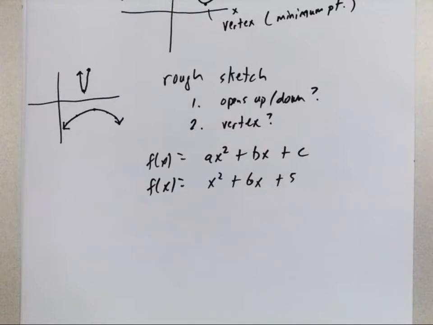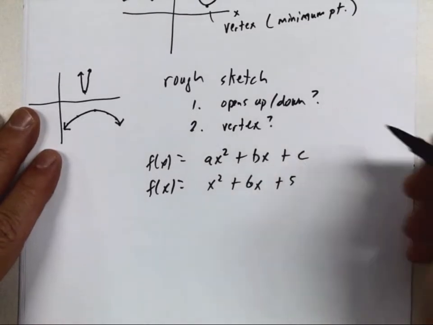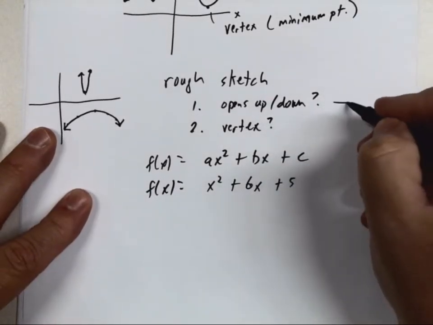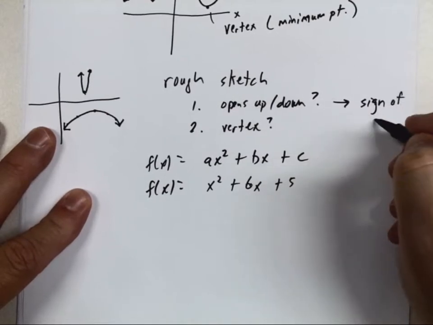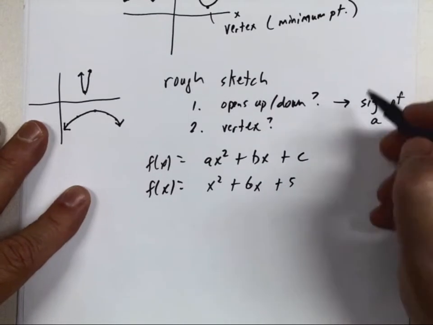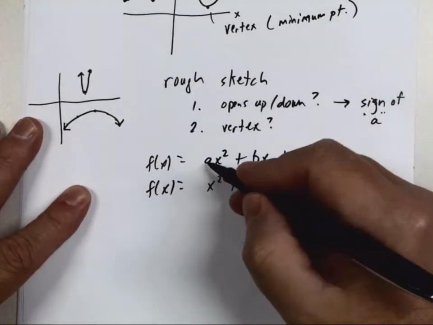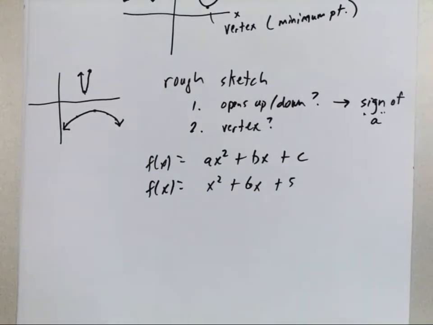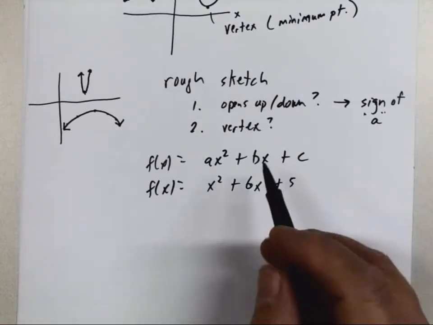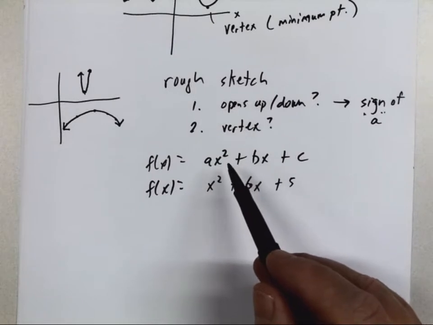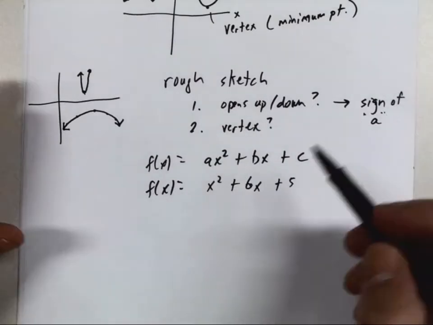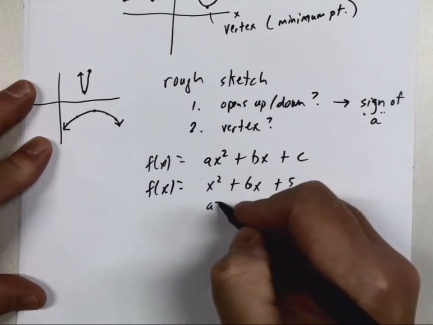First thing we're going to do is we're going to look at, does it open up or open down? This is really easy. It's just the sign of A, where A is the number in front of the squared term. So, for our example, A is 1.